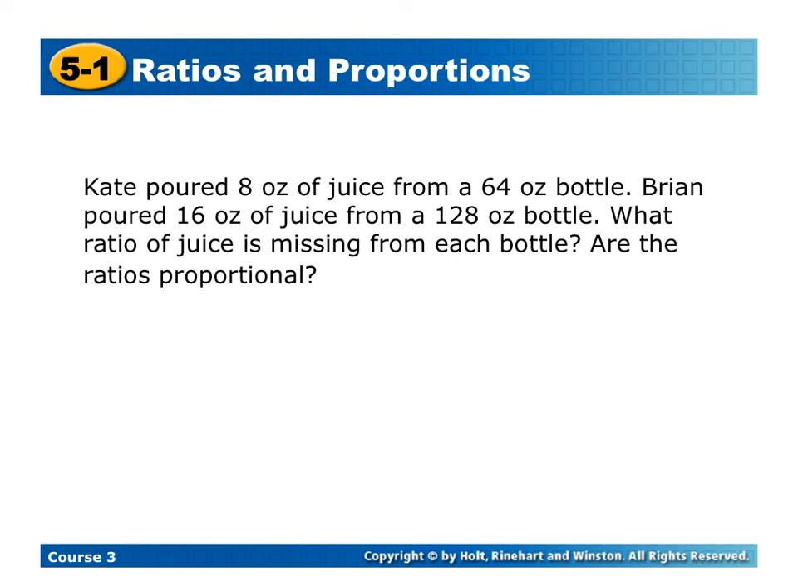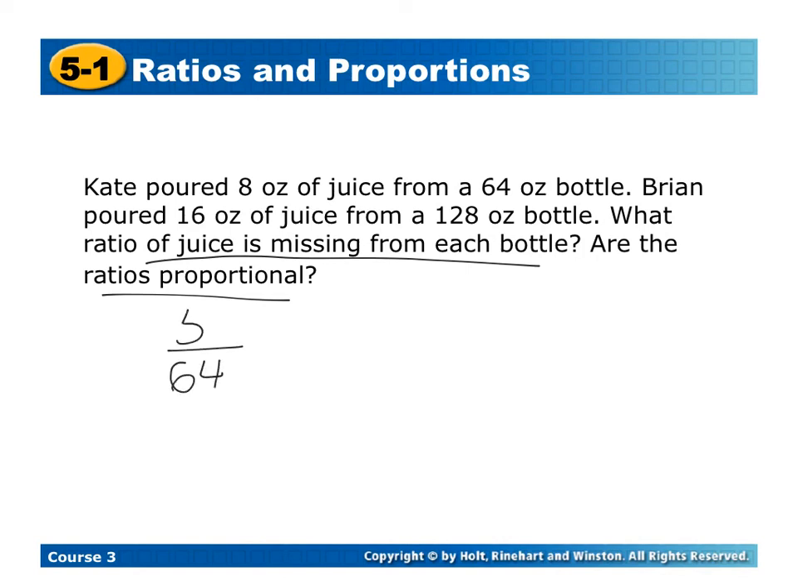Now let's look at one more example. Why don't you pause the video, read through this problem on your own, and see what you get for an answer. So Kate poured 8 ounces of juice from a 64-ounce bottle. Brian poured 16 ounces of juice from a 128-ounce bottle. We want to know what is the ratio of juice that is missing from each bottle, and are those ratios proportional?